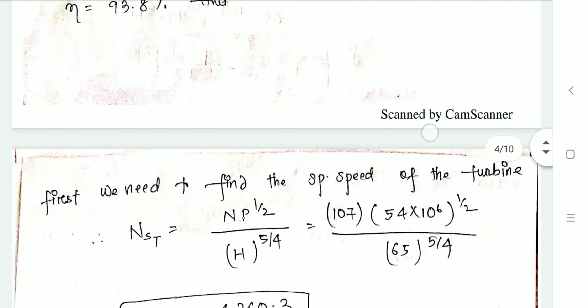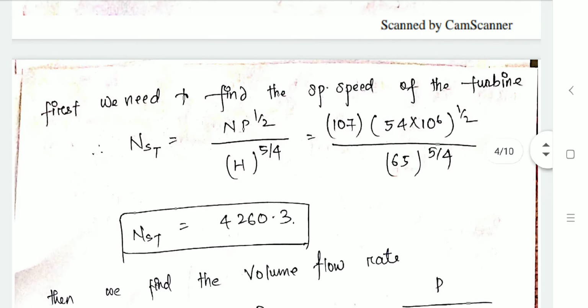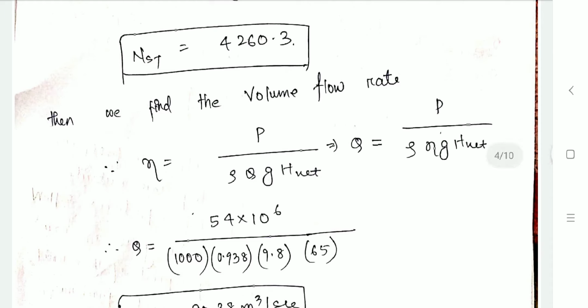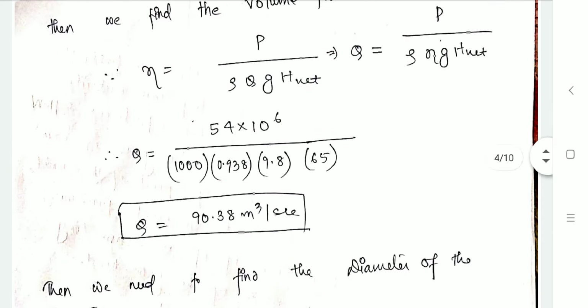So now our first task is to find the specific speed, the dimensional specific speed, which is given by n root p by h to the power 5 by 4. So substitute the values for rotational speed, power and head. We get the specific speed 4260.3. Now we find the volume flow rate. Since eta equals power output by rho g Q h net, so Q equals p by rho eta g h net. Substituting the values, we get the volume flow rate as 90.38 meter cube per second.